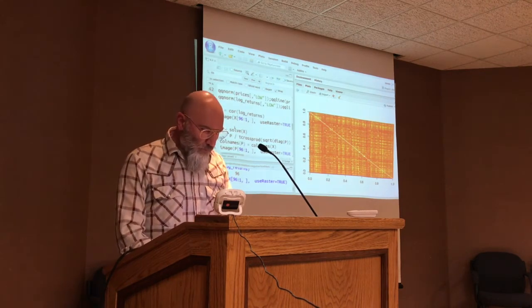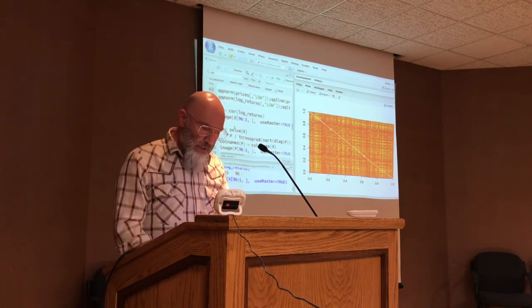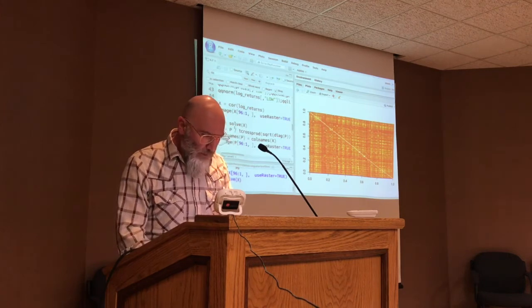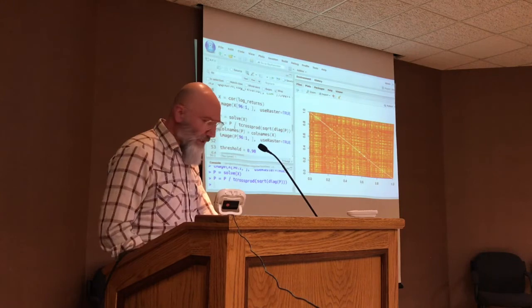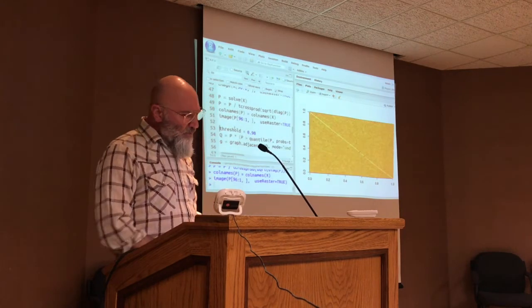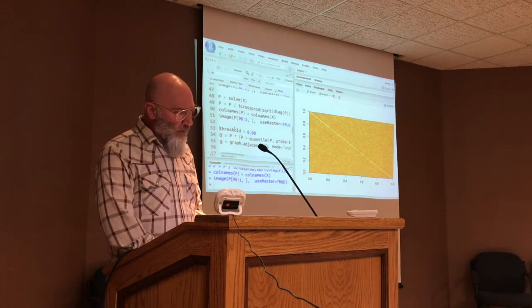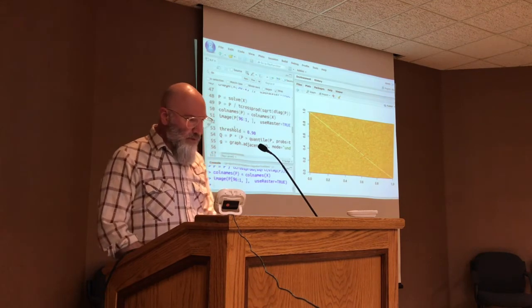And then let's look at partial correlation, which is really just the inverse of that. And it's actually a scaled inverse. So I just took the inverse and I scaled it. And that's a smoother looking matrix, but it's going to turn out to not do so well.